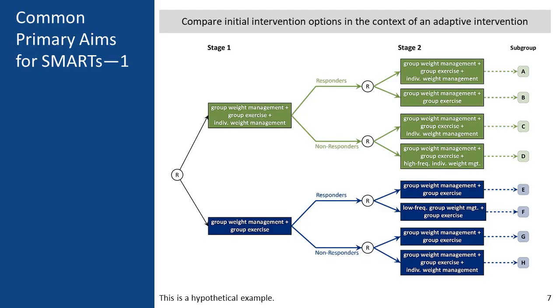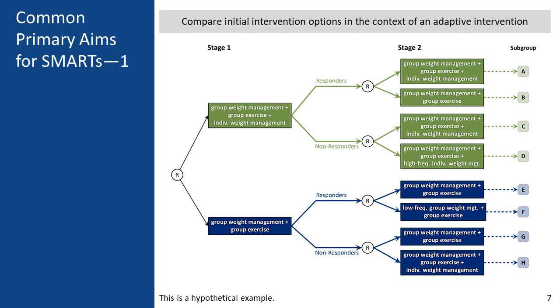The first common primary aim for SMARTs that I'd like to discuss is just a comparison of initial intervention options in the context of an adaptive intervention. So here I've highlighted two groups. The first group consists of subgroups A through D, and these are individuals who, in the first stage of the SMART, were randomized to receive group weight management, group exercise, and individual weight management.